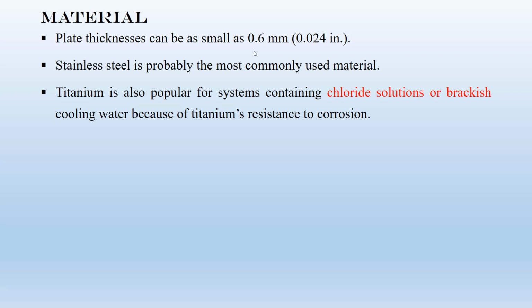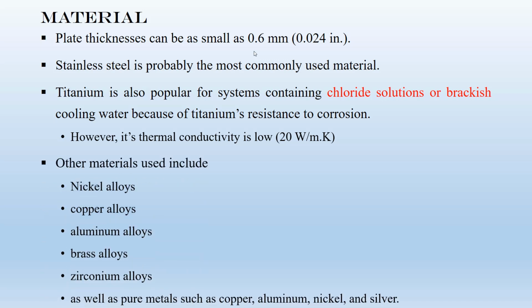For example, for brackish water, you can use titanium as a material. But keep in mind that if you use titanium, normally the thermal conductivity of titanium is low, almost 20 watt per meter Kelvin. Compare that with the thermal conductivity of materials which are normally more than 150 watt per meter Kelvin. Then you can see that the thermal conductivity of titanium is really low. And so, you can use several other options. Here you can see some examples of materials.